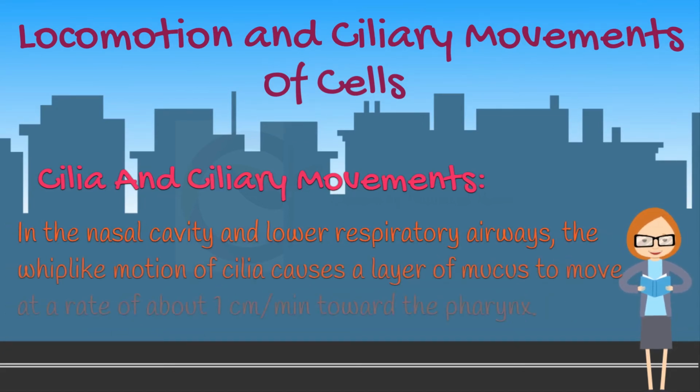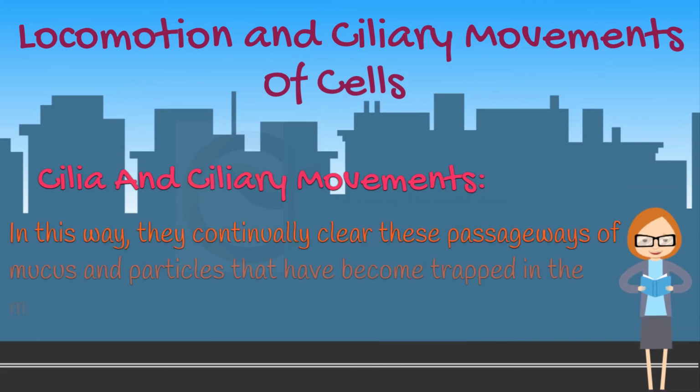In the nasal cavity and lower respiratory airways, the whip-like motion of cilia causes a layer of mucus to move at a rate of about 1 centimeter per minute toward the pharynx. In this way, they continually clear these passageways of mucus and particles that have become trapped in the mucus.